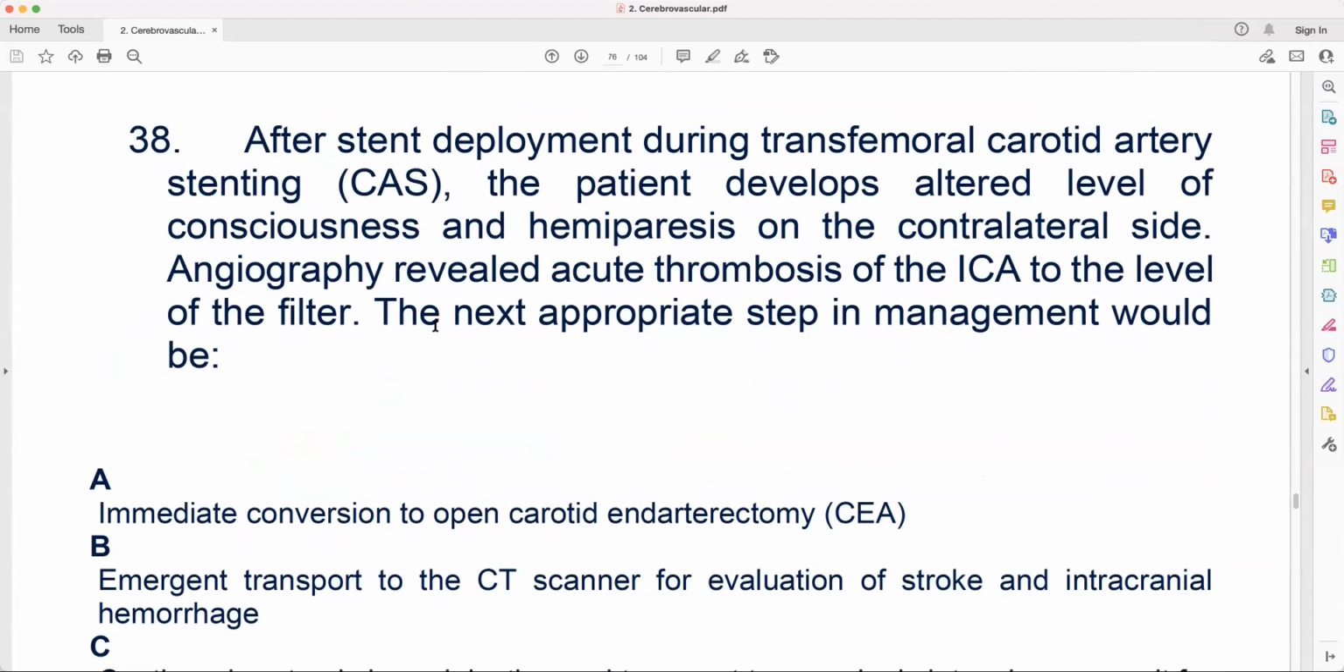Stent. Okay. After stent deployment during transfemoral carotid artery stenting, the patient develops altered level of consciousness and hemiparesis on the contralateral side.